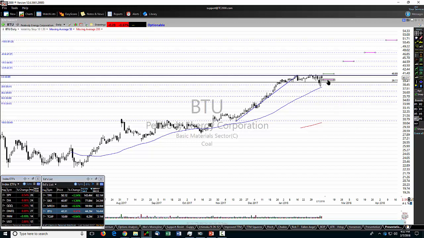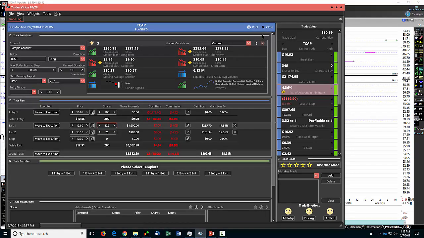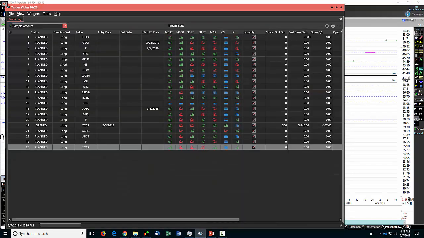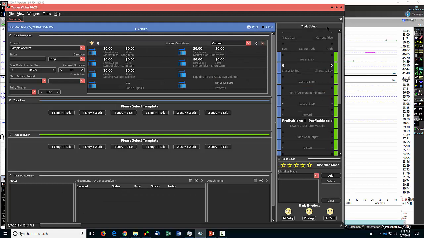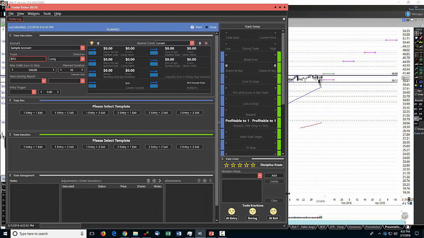I want my, let's see if I can do this. Let's close this. BTU. Let's go ahead and shrink this down. Maybe that'll work. Okay, BTU, again, we're going to risk 200 bucks. We're going to assume that I've already set goals and they're set for 2.25, let's call it.